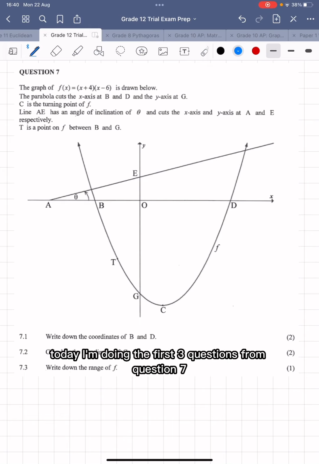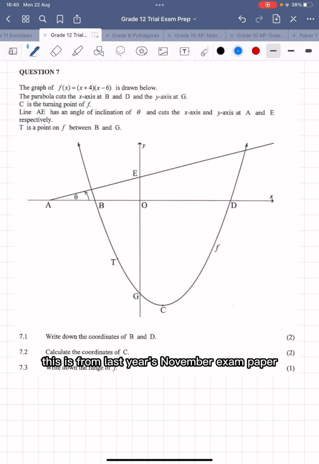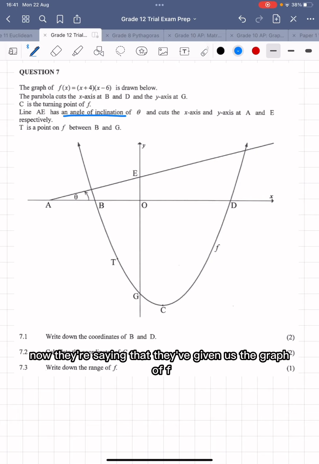Today I'm doing the first 3 questions from question 7. This is from last year's November exam paper. It is a functions question, and as you can see there is actually an angle of inclination question in this paper, or in this question, which is traditionally a paper 2 topic, but it did come up in last year's paper 1.